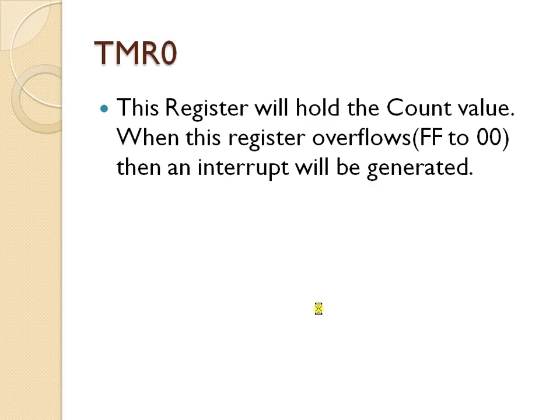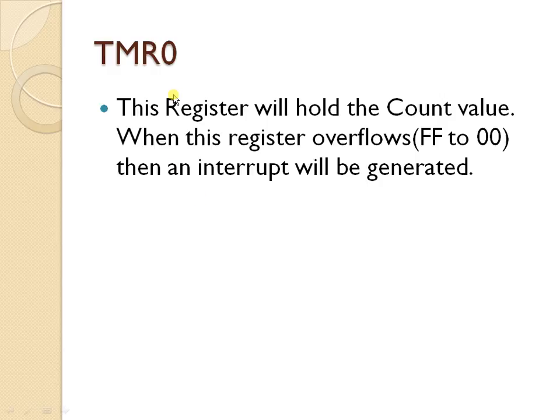Okay, now we have one more register, that is Timer 0. Now this is the register which is going to hold the count value. Whether it is used as a counter or as a timer, this register is going to hold the count value. So if this peripheral is used as a counter, this register holds the count value of the external clock pulses. If we are using this peripheral as a timer, then it will hold the count value of the internal clock pulses.